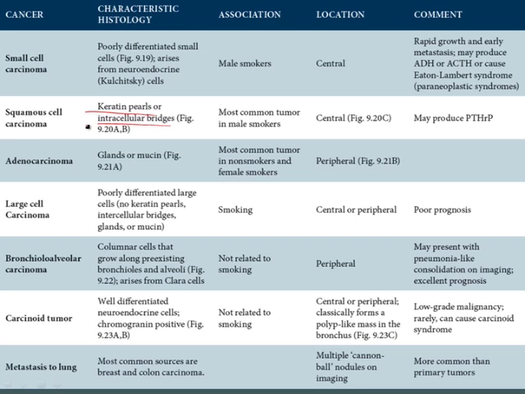So we can use our mnemonic to remind ourselves that this is an S tumor, starts with the letter S, so therefore it's going to be highly associated with male smokers. In fact, it's the most common tumor in male smokers. It'll be central, which starts with the S sound, and it'll have an associated syndrome, which is the production of parathyroid hormone-related peptide, giving the patients hypercalcemia.